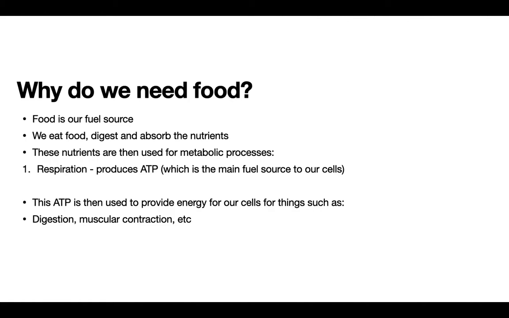The nutrients that are absorbed from the food are then used to provide energy for respiration, which produces ATP. And ATP is simply a molecule which provides energy to our cells. So food gives energy to make ATP, and ATP gives energy to the cells to do what they need to do. This ATP is used for things such as digestion, muscular contraction, just any cellular process that our bodies go through. And in order to make ATP, you need food, and therefore you need food for fuel.